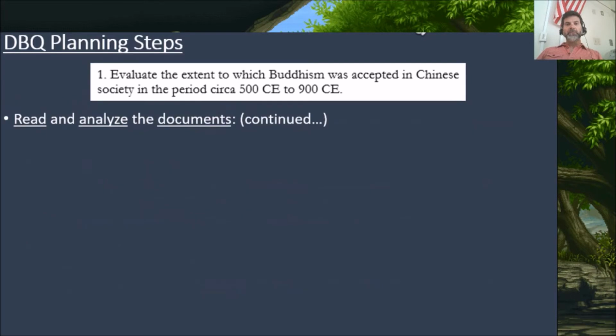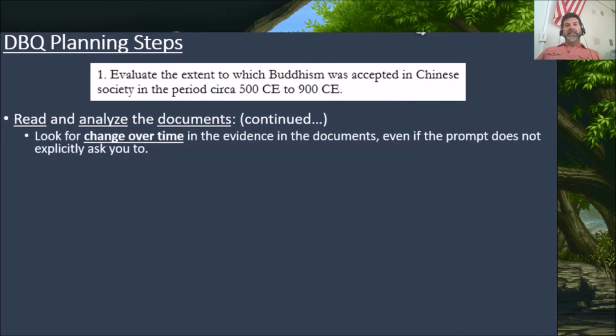So, now, once again, as you're reading and analyzing, look for change over time in the evidence in the documents, even if the prompt does not explicitly ask you to. The documents are arranged chronologically from earliest to most recent. So it's going to be showing you over time that you might see some trends emerging. Now you're not necessarily going to see change over time in every single DBQ, but it's important to be on the lookout for it, because if you can see it emerging and use that as a basis for a good argument, that's something that could potentially get you the complexity point in the rubric. That just shows a lot of sophistication and ability to really understand historical trends.